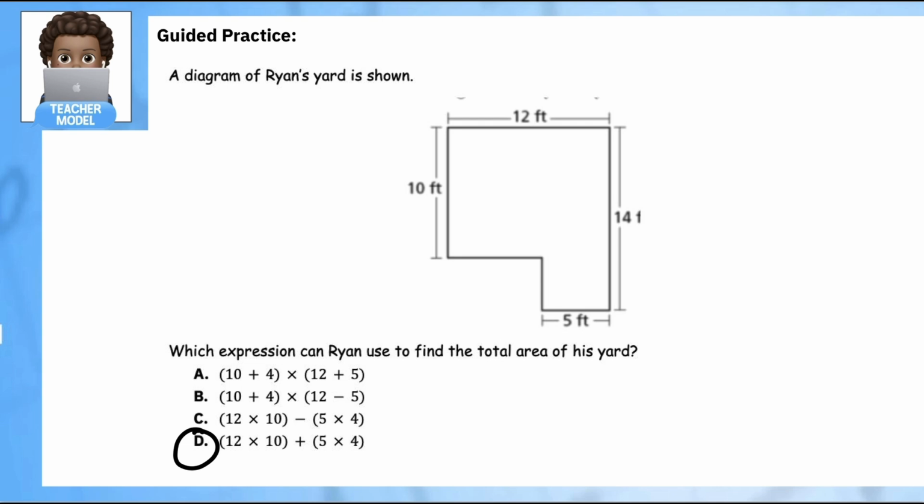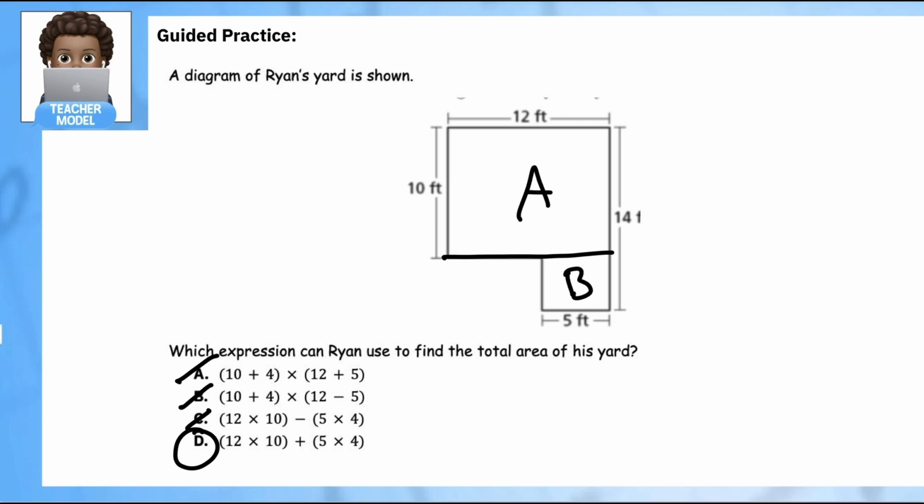And the way I did this, I had to look at each one and think, like, what can I immediately eliminate? And I know that A and B, I'm adding these numbers instead of multiplying, so this is not going to help me find area. So automatically I eliminated A and B. In C, I had 12 times 10. So I know that we're looking at this part 12 times 10 as a rectangle. So it would be as if we cut here. And then they had minus 5 times 4. And that's not what we're looking for because we're trying to add these 2 pieces together, not subtract. So that's why C doesn't work.